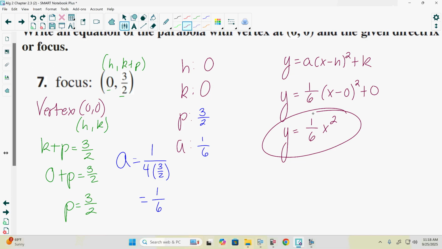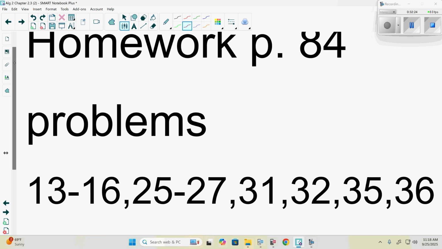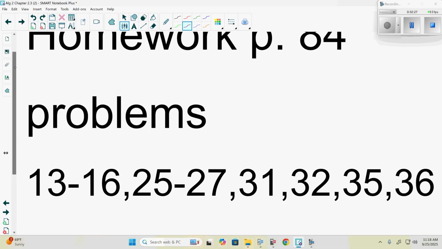Questions on this here? Question on anything we've done so far? Your assignment: 13 through 16, 25 through 27, 31, 32, 35, 36. That's 11 problems. It looks like a lot more than that, but that's just 11.